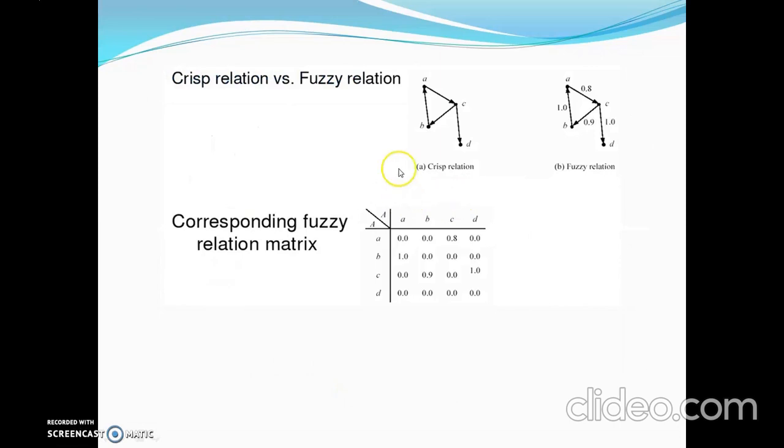We can represent the crisp relation. Here this is a crisp relation. For the same crisp relation, you can define the fuzzy relation. A to B is related. A to C is related with 0.8 degree of membership. B to A is related with 1.0 degree of membership. C to B is related with 0.9 degree of membership. C to D is related with 1.0 degree of membership. This matrix represents the relationship from the A set to another fuzzy set. What is the degree of membership value represented here? It ranges from 0 to a maximum value of 1.